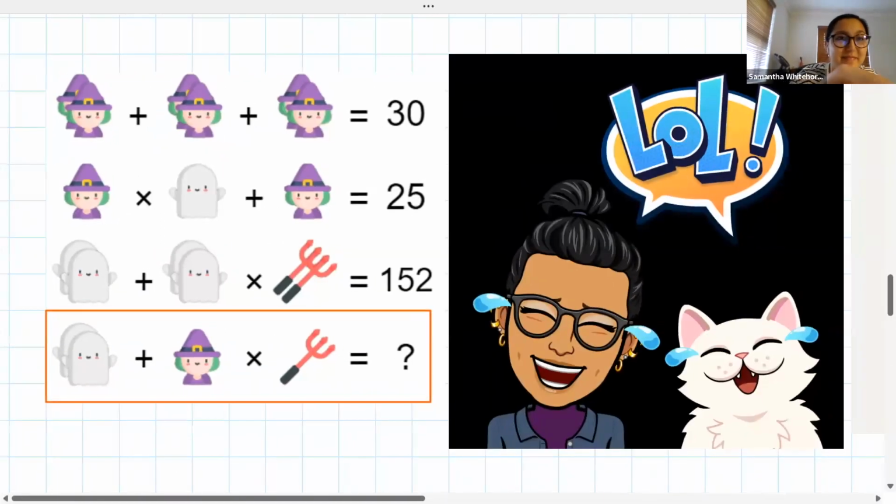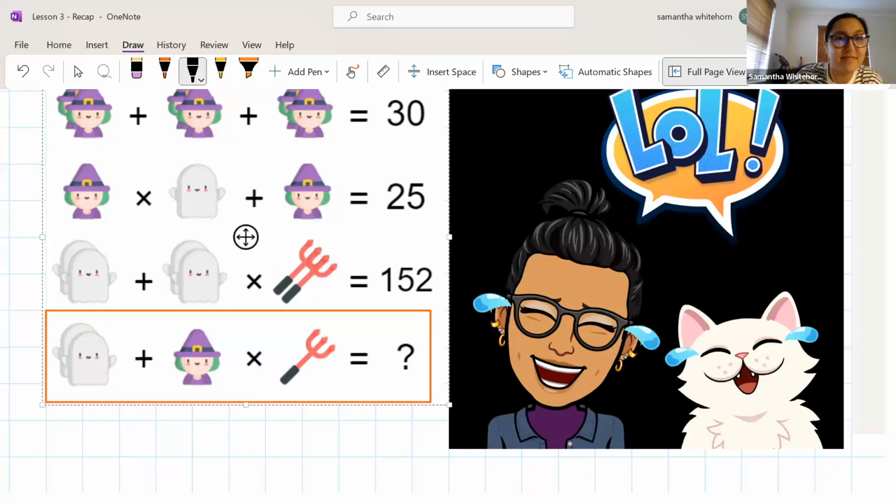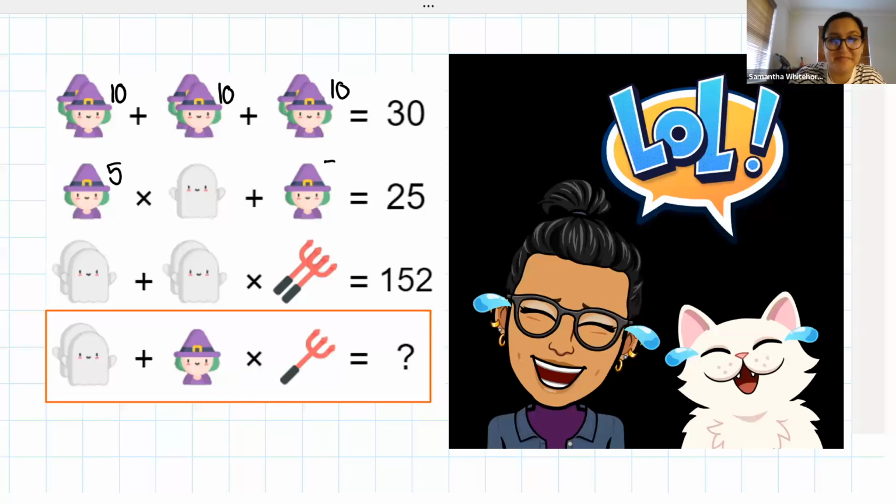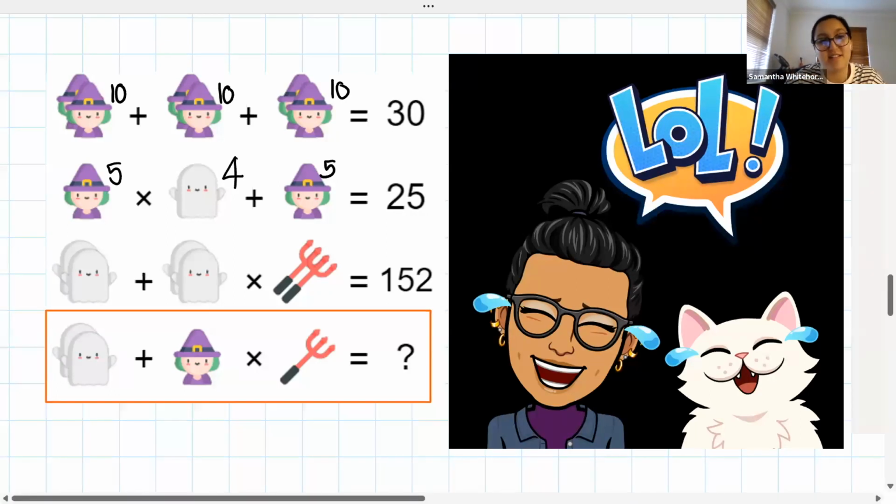Okay, ma'am, for the first part, I got 10 plus 10 plus 10 equals 30. So since there's two witches, I got that as 5. One witch equals 5. Then I used an additive inverse to get what I minus 5 from 25. And then I got 20. So I divided 20 by 5. That gave me 4. So 1 ghost equals 4.